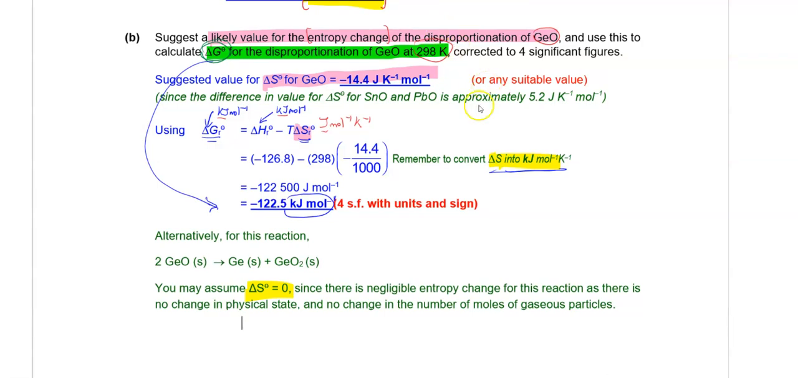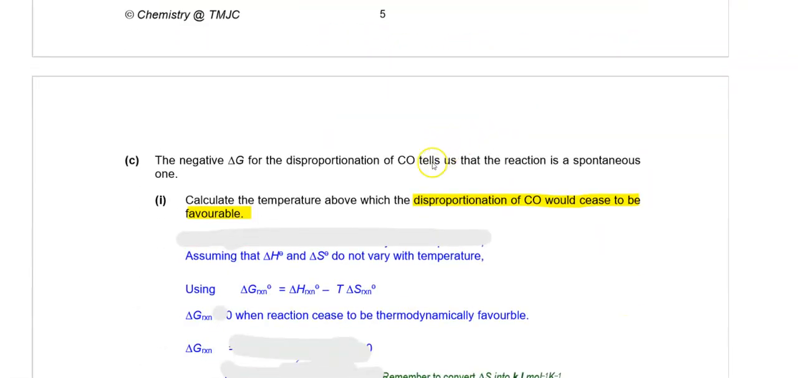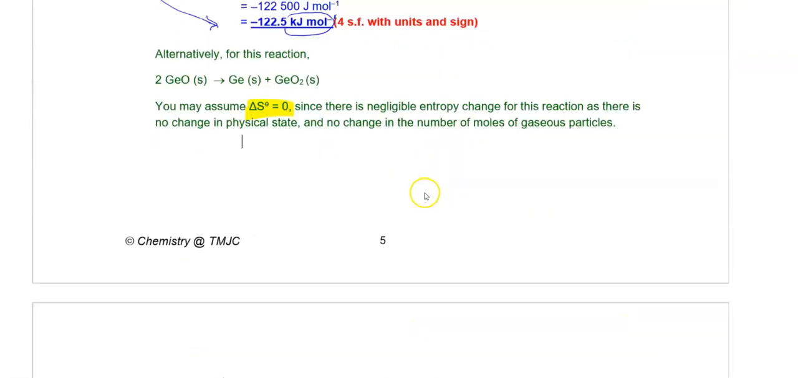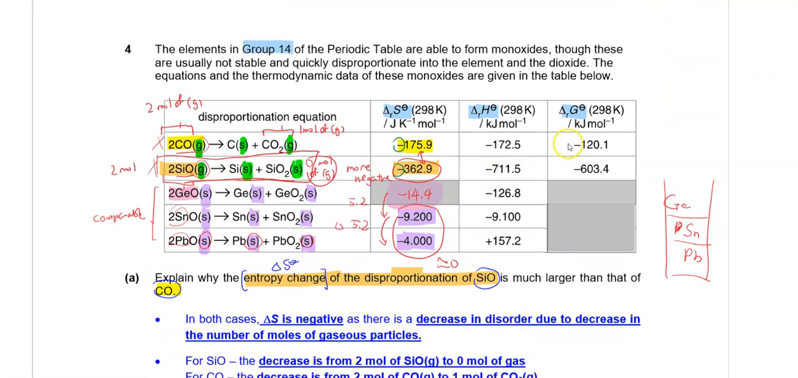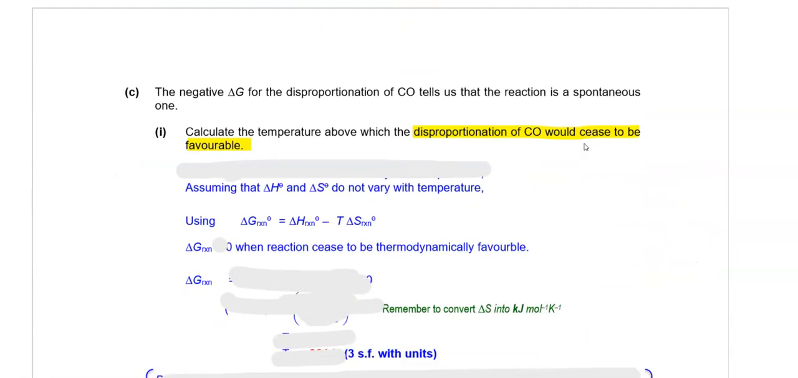For 4C, we are looking at the reaction of carbon monoxide. If you take a look at carbon monoxide, the delta G is negative. Quick recall: delta G less than 0, the reaction is spontaneous.